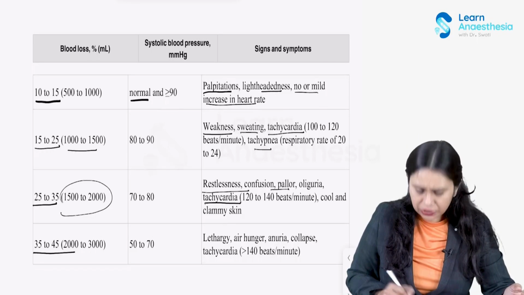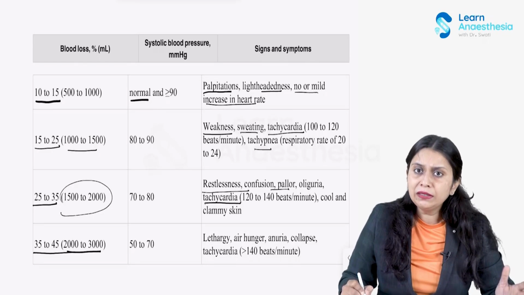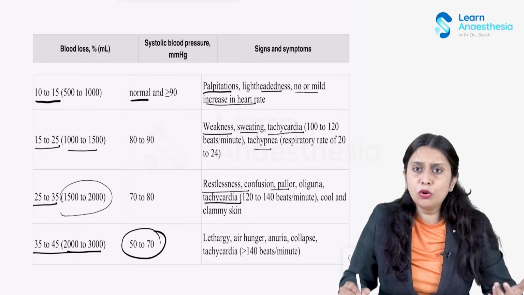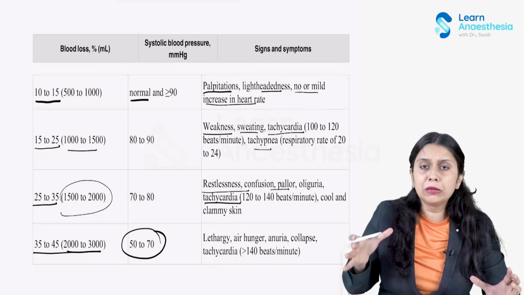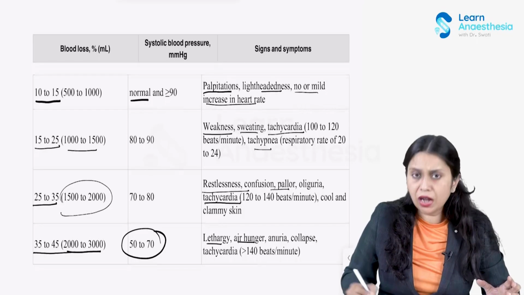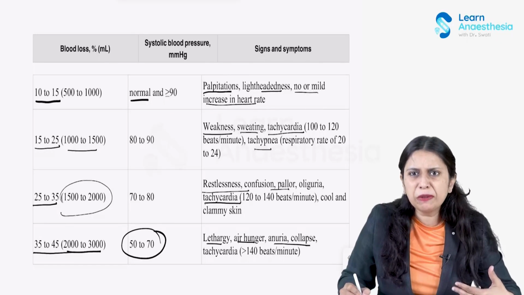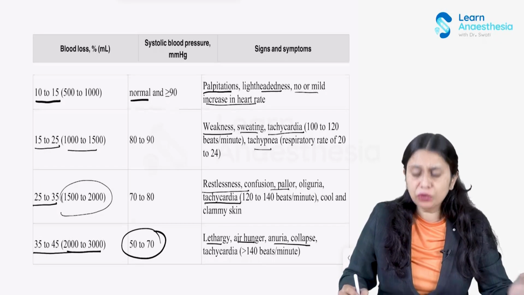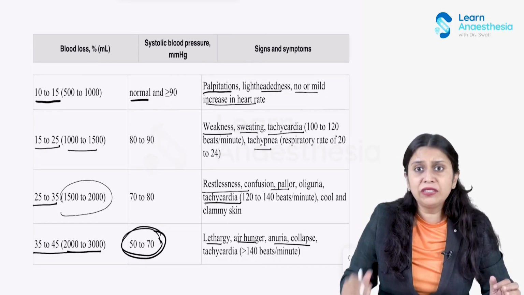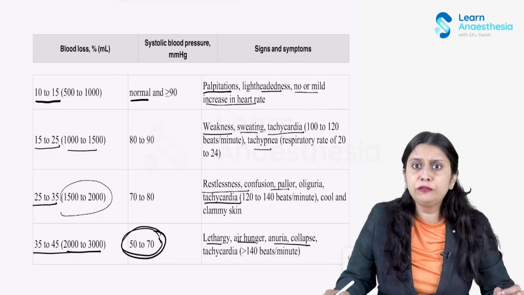Now, if the blood loss is 35 to 45% of total blood volume, that is from 2 to 3 liters, then the systolic blood pressure would further reduce, and consciousness of the patient will further reduce. So lethargy, air hunger, patient may go into anuria and may collapse, and heart rate may further increase to 160. So if you are seeing a low systolic blood pressure and very intense tachycardia, then you have to be very careful and start with a very good fluid resuscitation.